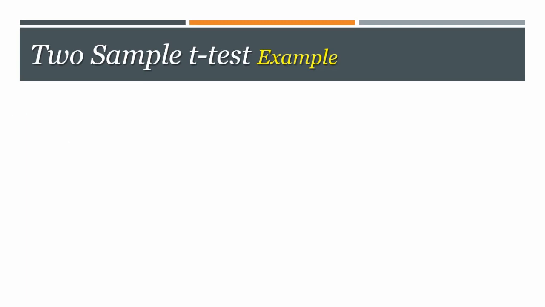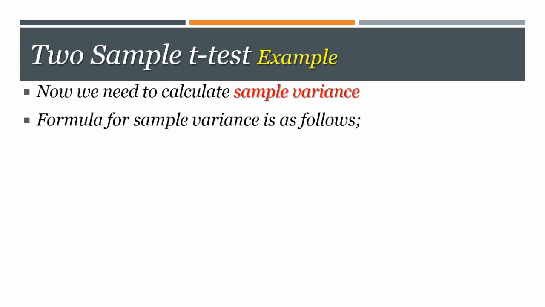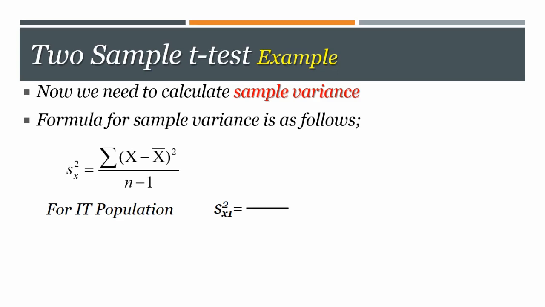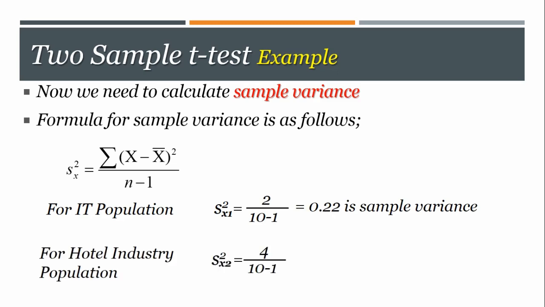In the next step, we need to calculate the sample variances. The sample variance is the squared value of the standard deviation, and hence the formula for sample variance is as given here: sample variance is equal to the summation of (x minus x bar) squared divided by n minus 1. Putting all the values in the formula, for the IT industry population the value we got is 0.22, and for the hotel industry the value we got is 0.44. So 0.22 is the sample variance for the IT industry and 0.44 is the sample variance for the hotel industry.